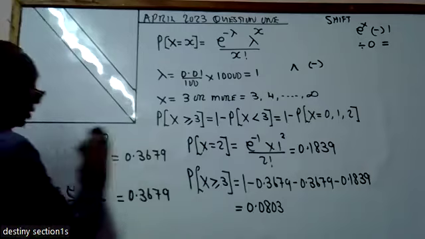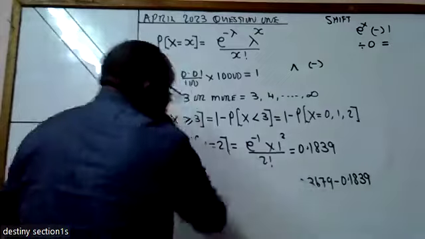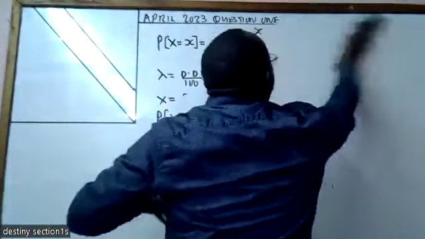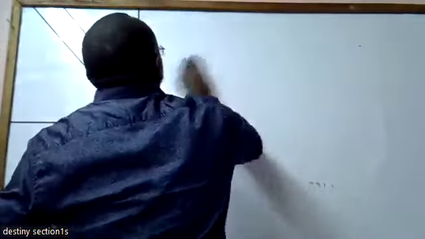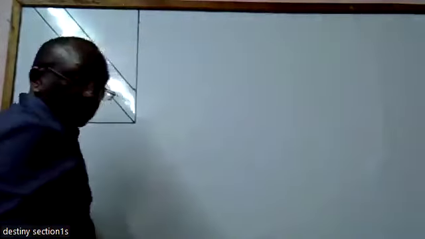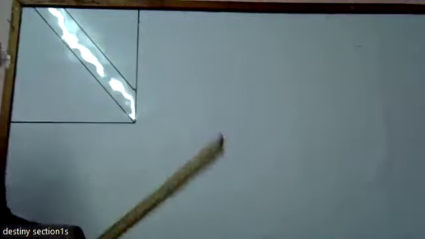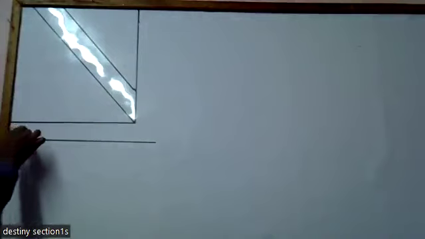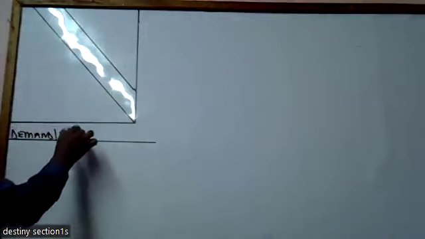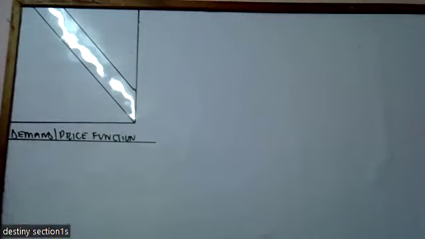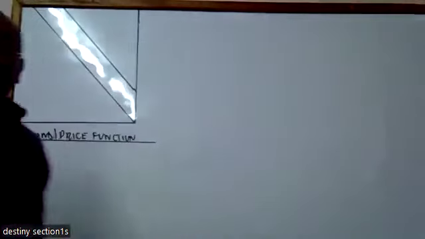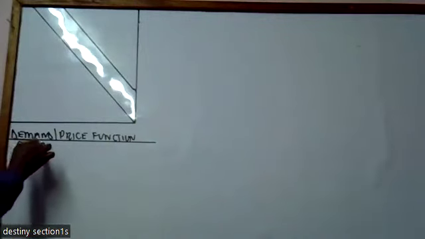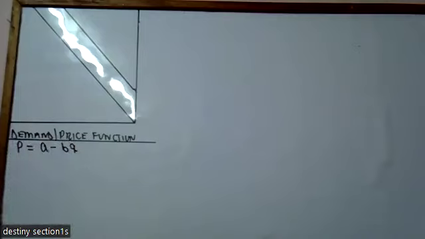Okay. So that brings us to the question similar to the one we had in the other paper that we have just finished looking at. I told you we first of all come up with what we call the demand or price function, when you are given the selling prices and the quantities. And we say that the general format is that P is equal to A minus BQ. That's the general format. So you substitute, because we are told at a price of 200, we are selling 6,000 units.